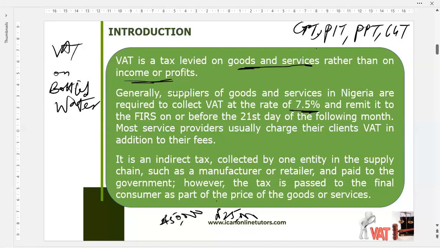Are we together? So this is an indirect tax, we all know by now. It is collected by one entity in the supply chain, such as the manufacturer or retailer, and paid to the government. However, the tax is passed to the final consumer as part of the price of the goods or services. Are we together? So do you know we have not started today's class?